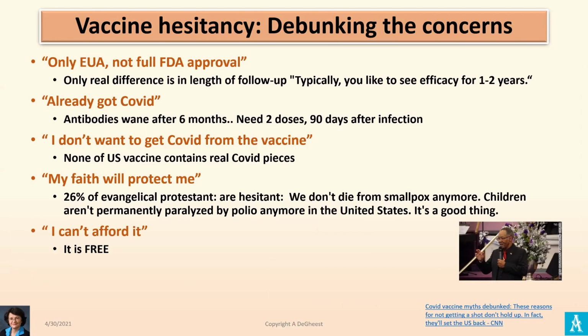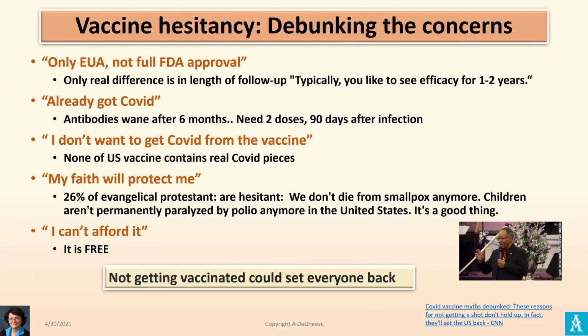Another argument: I can't afford it. Somehow there's a lot of misinformation about it. It is free of charge. It is paid by the government. So not getting vaccinated could set everyone back. And so you just need to be aware that herd immunity is really critical for us to stop the virus from mutating and bouncing back and hitting everybody. So please, help me spread the word, use some of these arguments, share these videos. We need to really encourage people to basically get vaccinated.